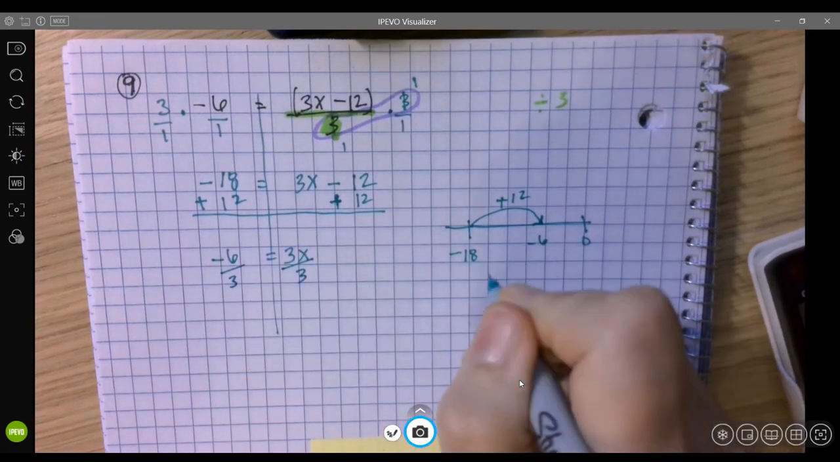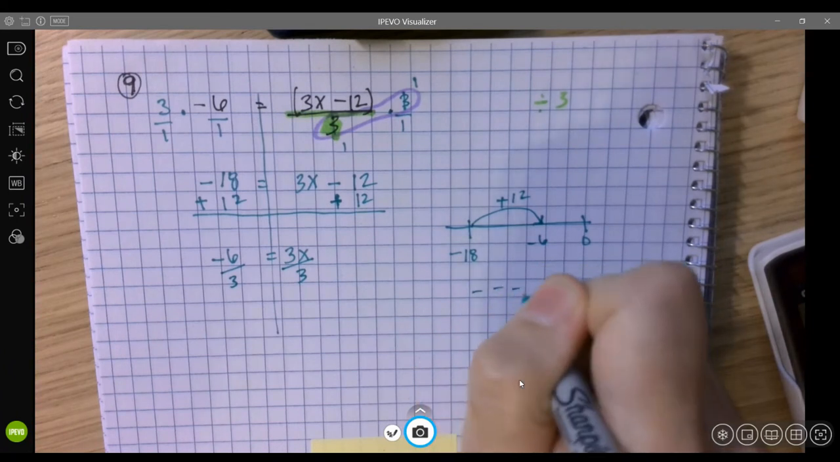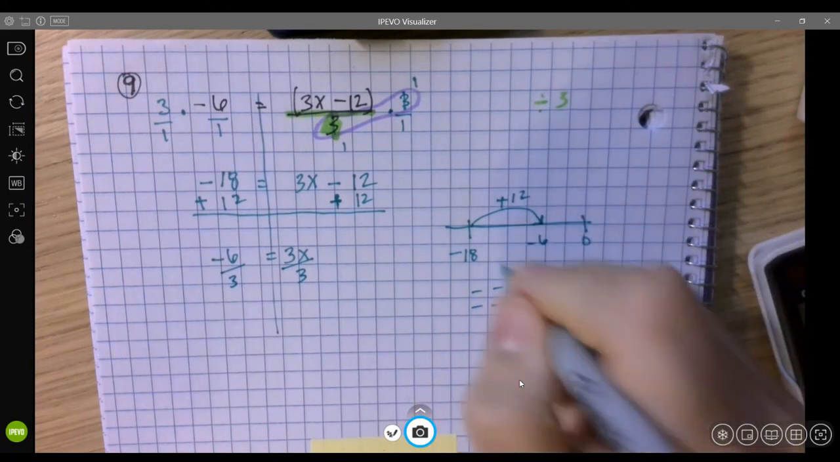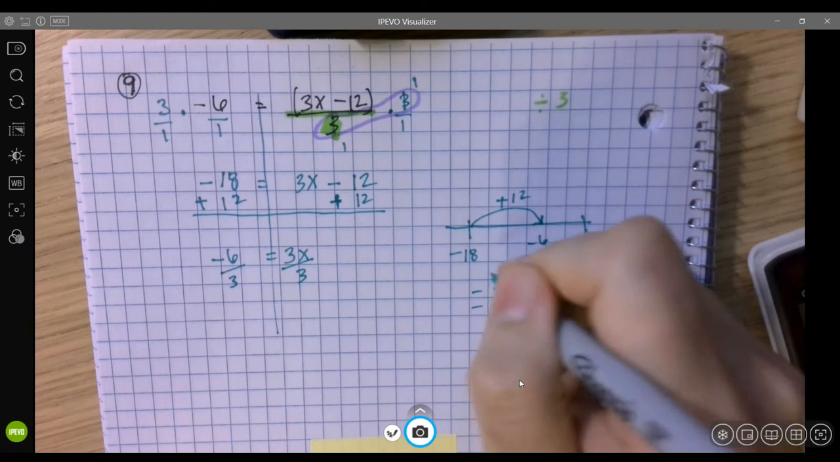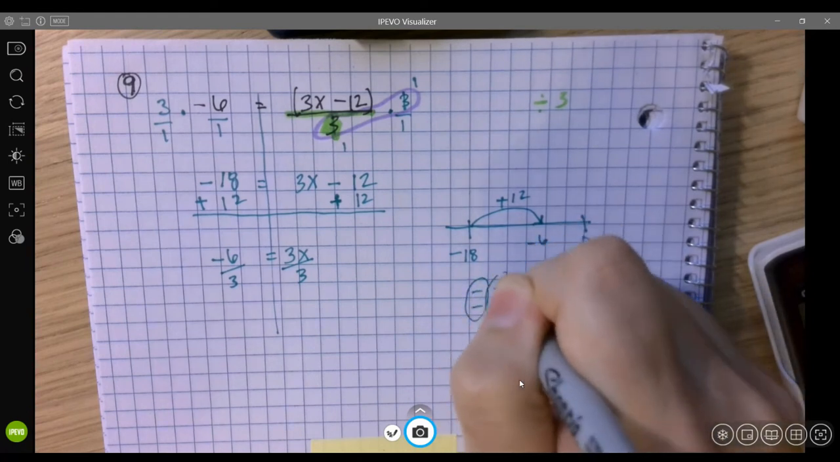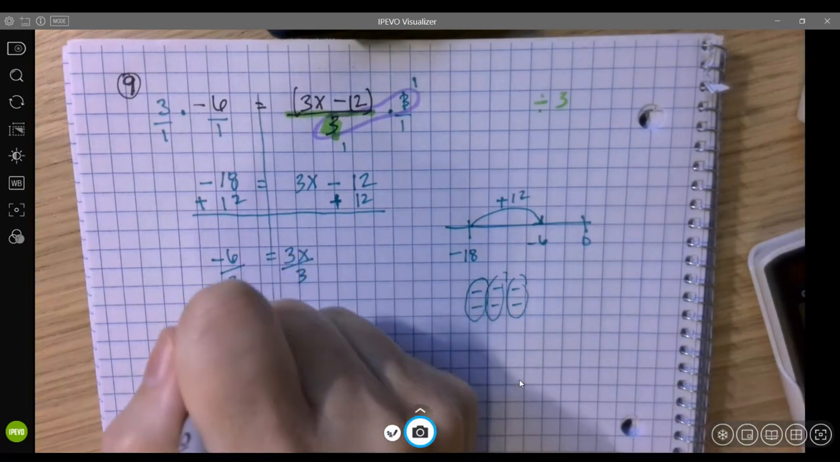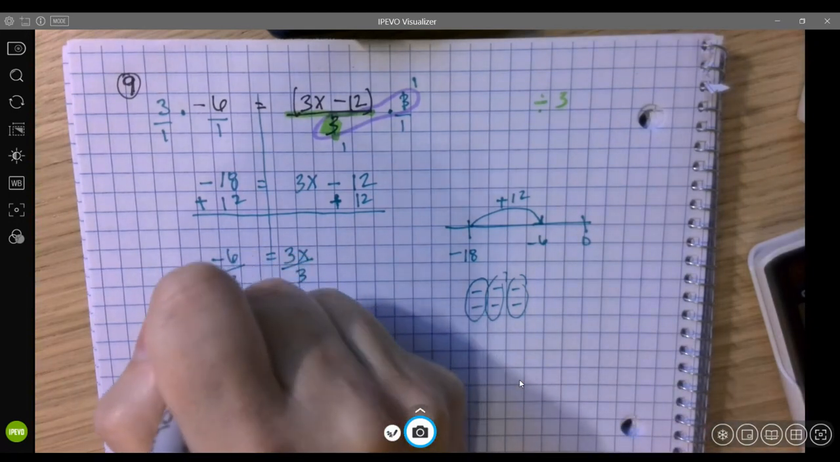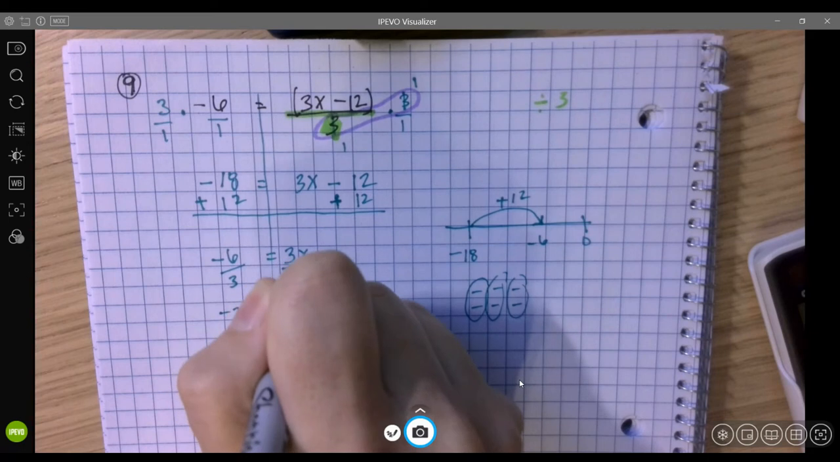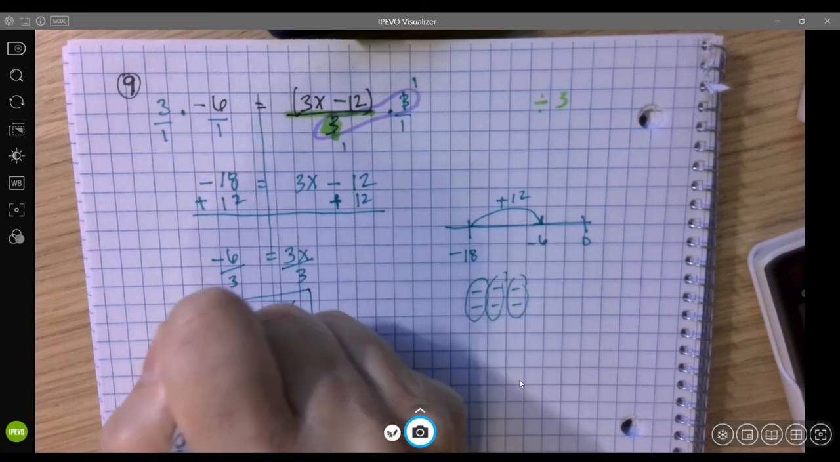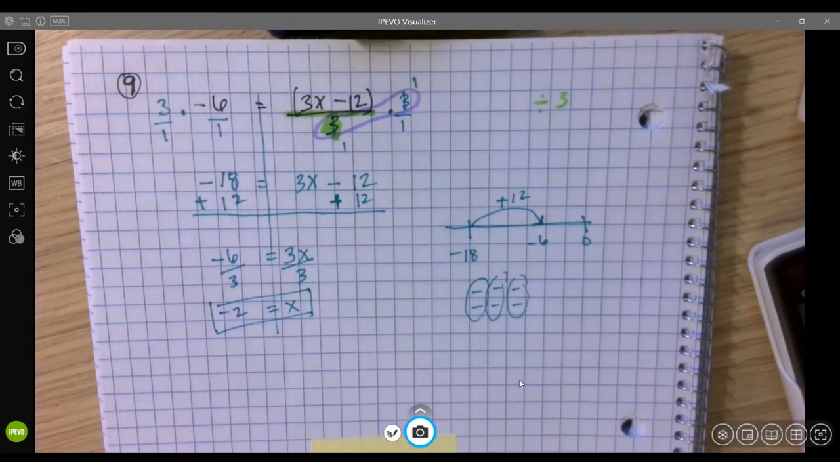Remember, if I have 6 negatives, divided into 3 equal groups, each group has -2 in it. So -6 divided by 3 is -2. That is my solution.